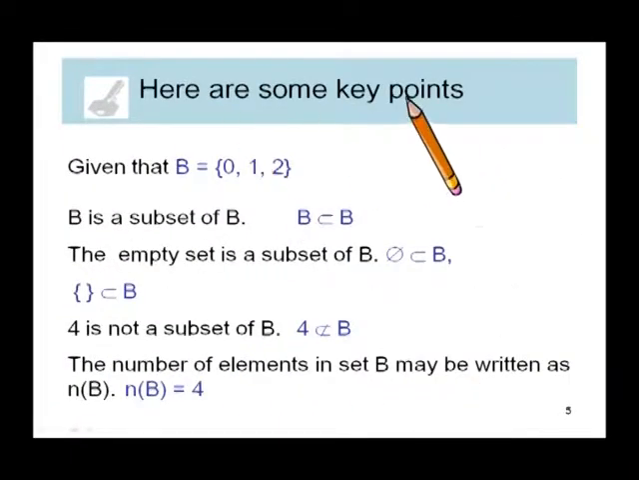Here are some key points. Given that the set B is equal to {0, 1, 2}, B is a subset of B. The empty set is a subset of B. 4 is not a subset of B. The number of elements in set B may be written as n(B).